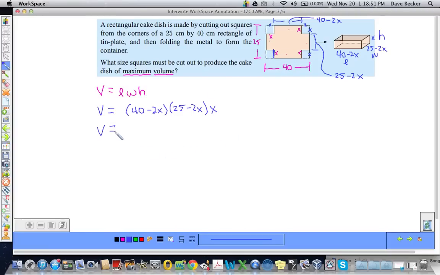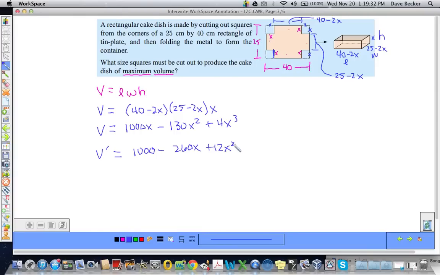I'll save you a little bit of trouble, and I will expand this for you and tell you that it is equal to 1000x minus 130x squared plus 4x cubed. And again, that's if you do the algebra here and expand and multiply through by x. So now we're ready to take the derivative to help us find the maximum. So the derivative of that would be, let's see, 1000 minus 260x plus 12x squared.